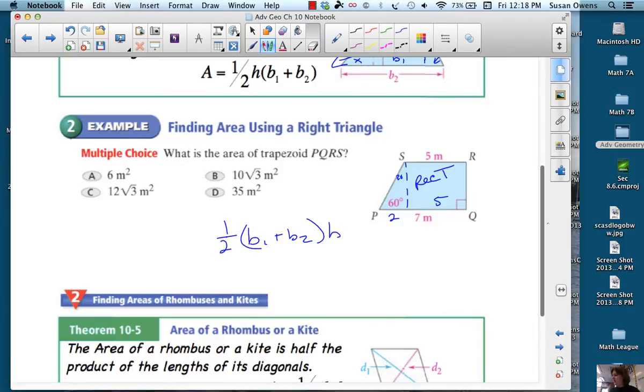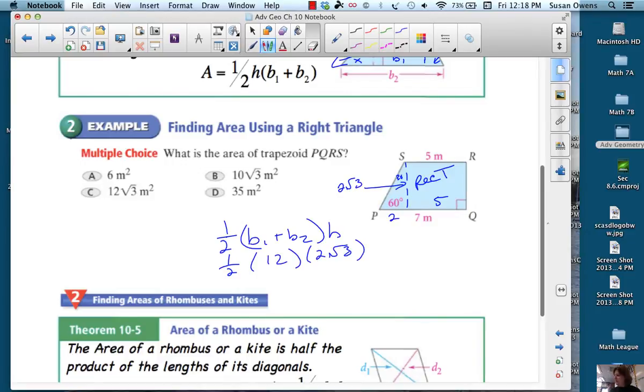I want to go to the long side, so this side is going to be 2√3, which makes the other side 2√3. Okay, so now I can plug it in. I get 1/2 the bases added together, 5 and 7 become 12, and then the height is 2√3.